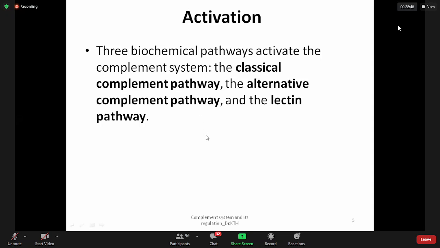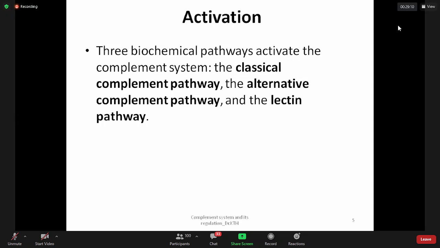We have the classical complement pathway, we have the alternative complement pathway, and the lectin pathway. Whereas the end product of these pathways is always production of the membrane attack complex. In essence, the activation is different, and we shall be seeing where these differences occur.